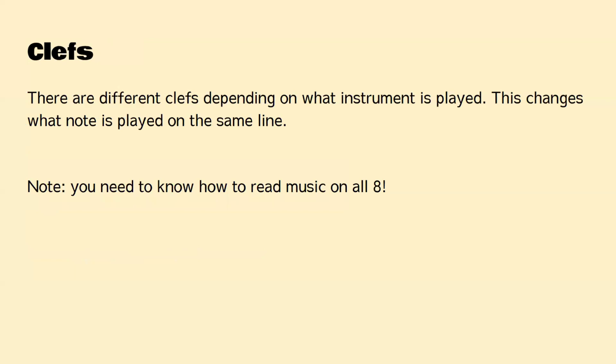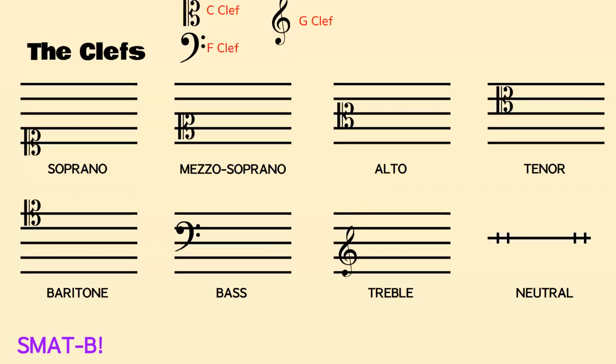It's kind of hard to explain, but the clefs tell you, okay, this line is this note. That's basically what they do. And they're different depending on the instrument. Lower instruments have different clefs, which means it's the same staff with 5 lines and 4 spaces, but the notes are different on the staff. You're going to need to know how to read music for all 8. Even if you've played the piano or any instrument, you probably don't know how to do all of these. So let's see what they are.